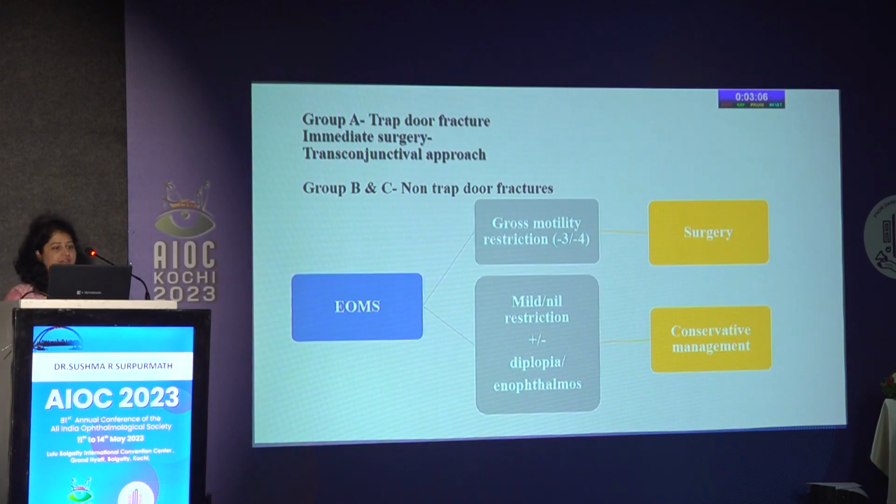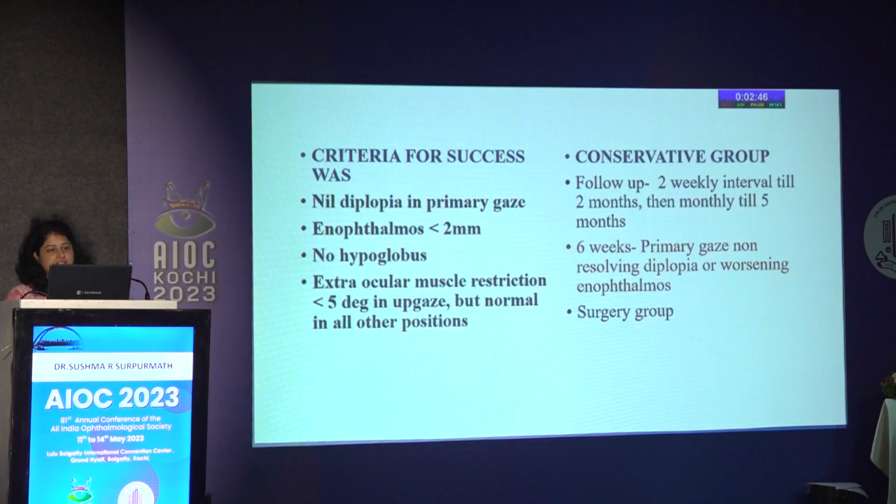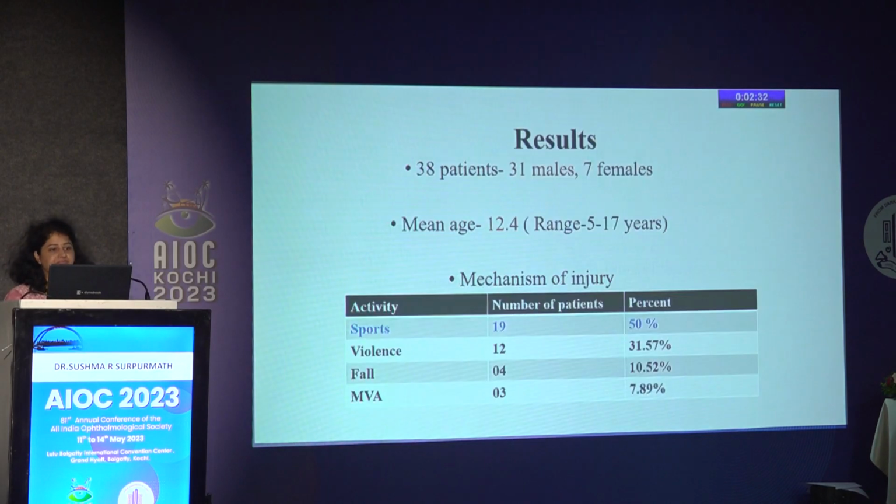And group A, trapdoor fractures, which needed immediate surgery via transconjunctival approach. And group B and C are non-trapdoor fractures. If there is gross motility restriction of -3 or -4, it needed immediate surgery. If there is mild or nil restriction, with or without diplopia or enophthalmos, it needed conservative management. Criteria for success we considered as nil diplopia in primary gaze, enophthalmos of less than 2 millimeters, no hypoglobus, EOM restriction of less than 5 degrees in upgaze but normal in other gazes.